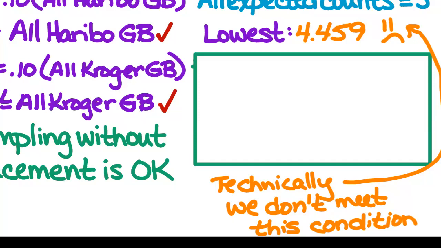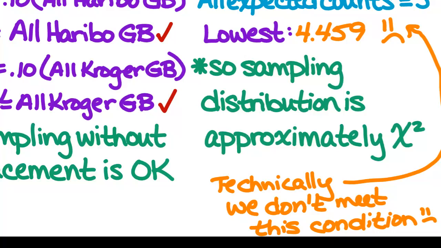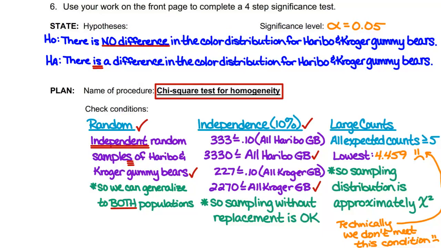So technically, we don't meet this condition. We should stop. However, I need you guys to have some experience with this test, so we're going to go ahead and finish this test out. This is so we can check to see that our sampling distribution is approximately chi-squared. So far, so good? All right, we got state out of the way. We got plan out of the way.